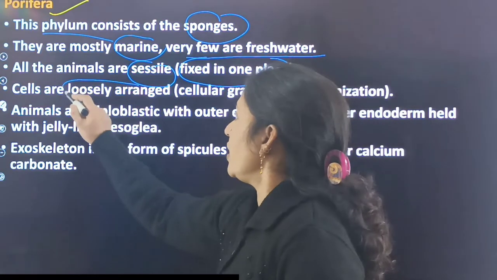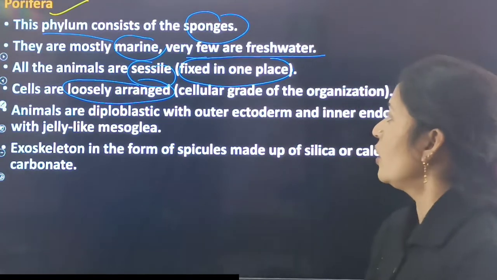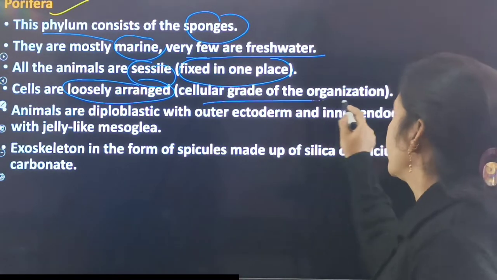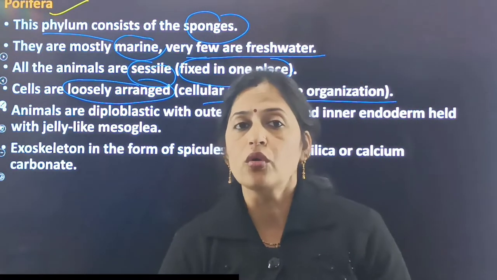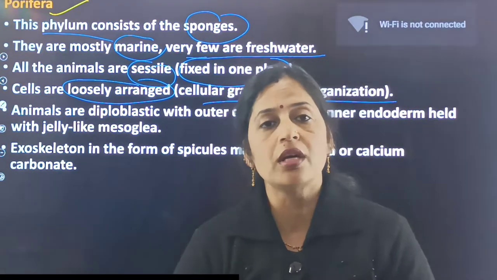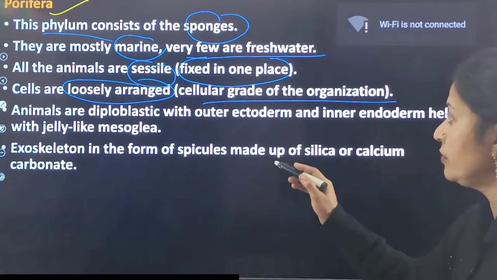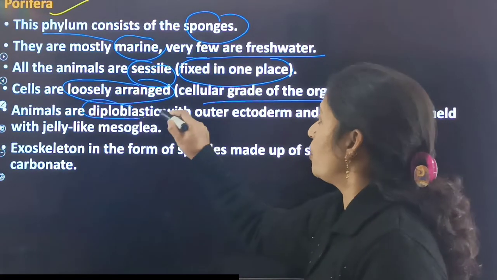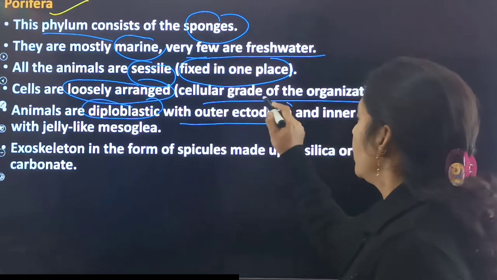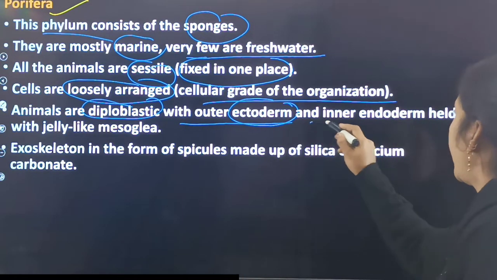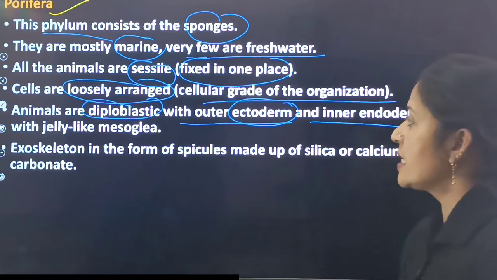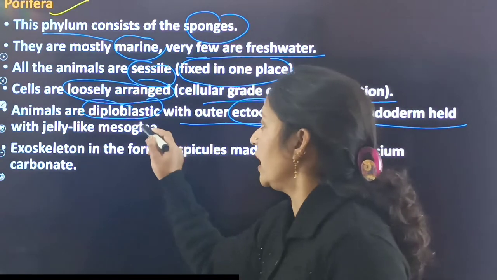The cells are loosely arranged, and the level of organization is the cellular grade of organization. The animals are diploblastic, with an outer ectoderm and an inner endoderm, held together with a jelly-like mesoglea.